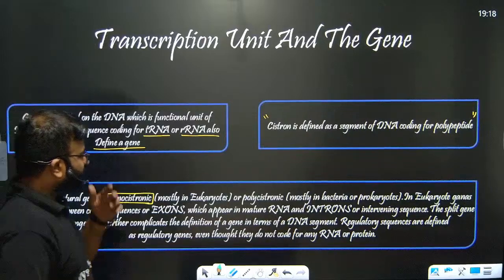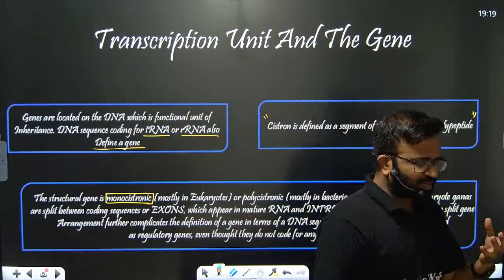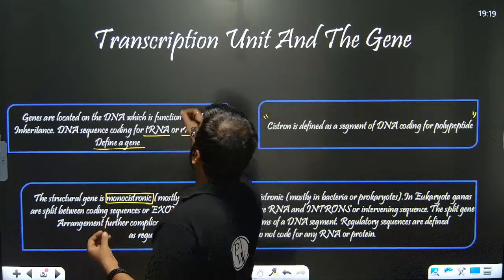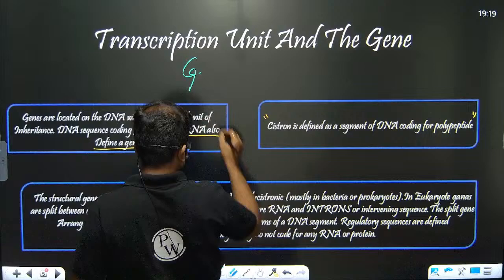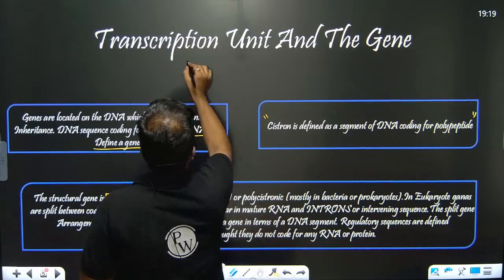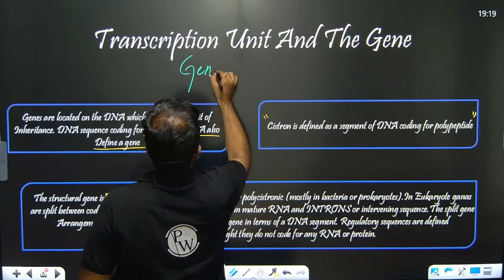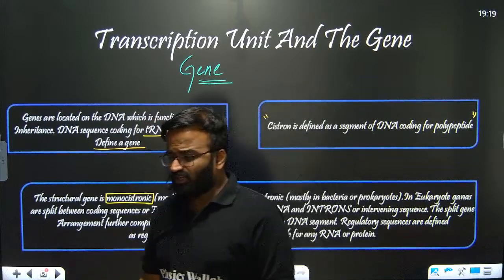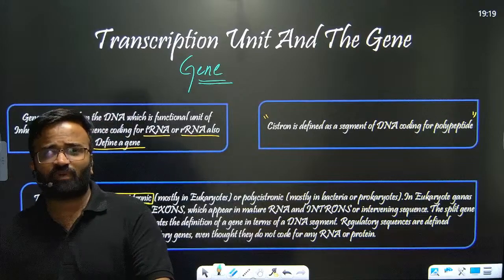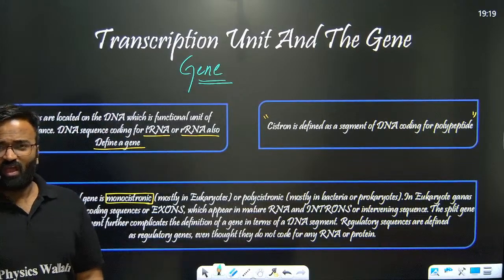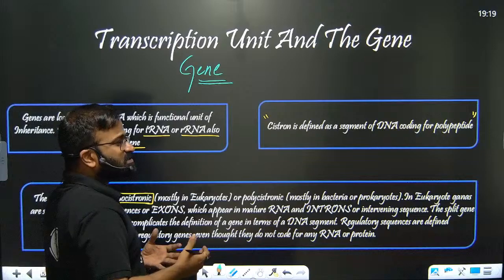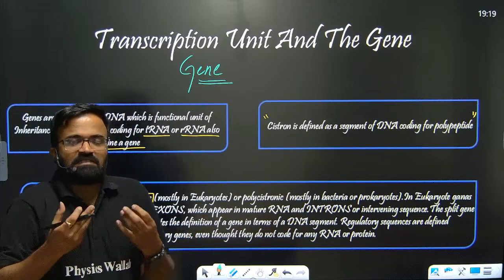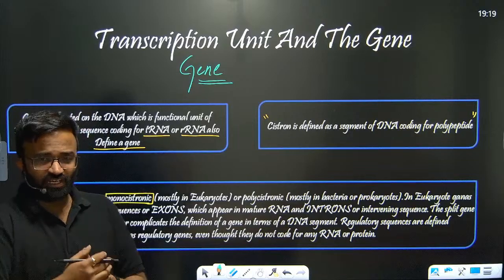Next, I would like to shift the focus onto the term called gene. What is a gene? A gene is basically a functional segment of the DNA, but it controls a character. Usually that's how we have learned the definition of gene in the genetics part.